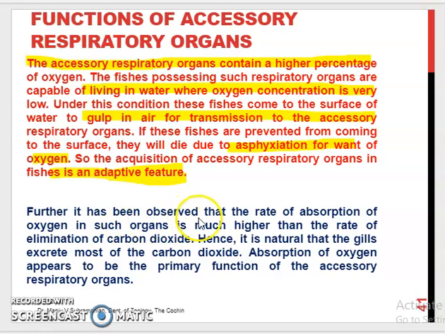Further, it has been observed that the rate of absorption of oxygen in such organs is much higher than the rate of elimination of carbon dioxide. Hence, it is natural that the gills excrete most of the carbon dioxide. So the absorption of oxygen appears to be the primary function of the accessory respiratory organ.